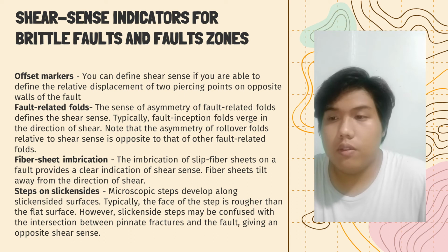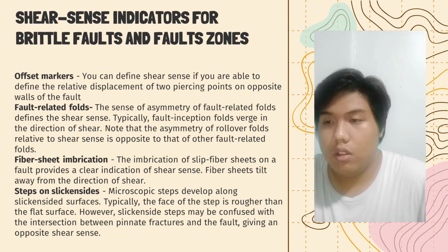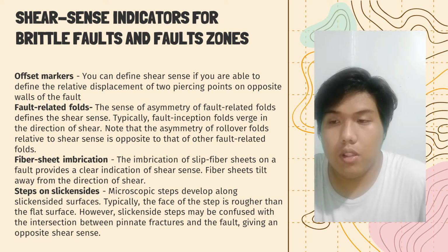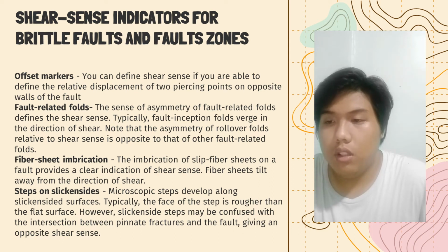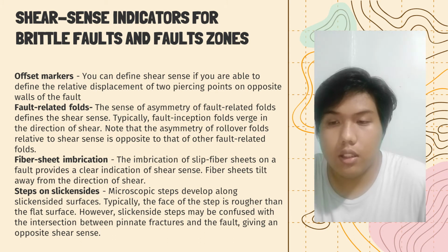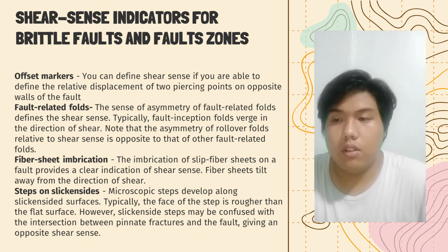Shear sense indicators for brittle faults and fault zones. Offset markers: you can define shear sense if you are able to define the relative displacement of two piercing points on opposite walls of the fault. Fault-related folds: the sense of asymmetry of fault-related folds defines the shear sense. Typically, fault-related folds verge in the direction of shear. Note also that the asymmetry of rollover folds relative to shear sense is opposite to that of other fault-related folds.